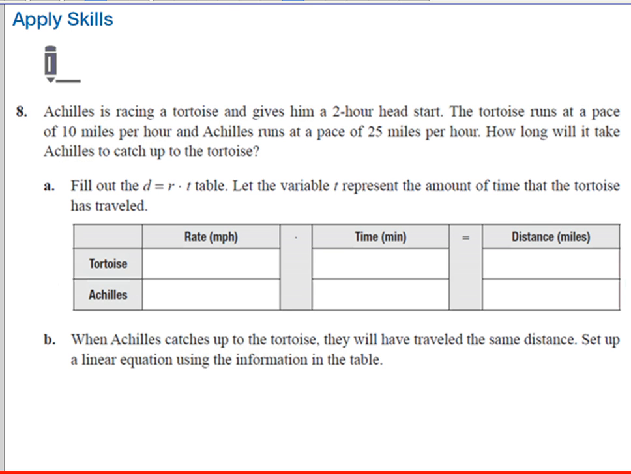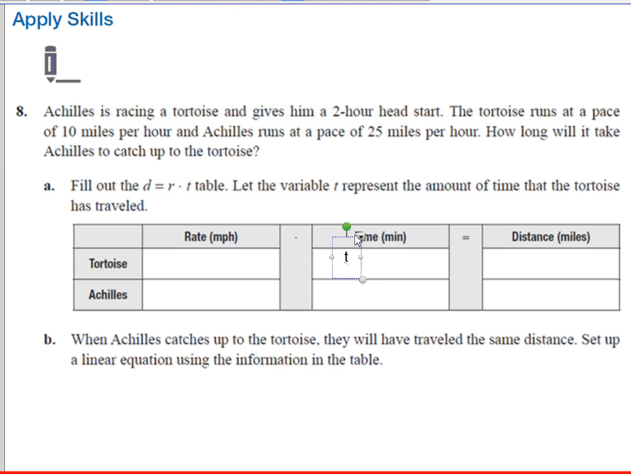Achilles is racing a tortoise and gives him a 2-hour head start. The tortoise runs at a pace of 10 miles per hour and Achilles runs at a pace of 25 miles per hour. How long will it take Achilles to catch up to the tortoise? So let's look at filling in our chart first. It says to let the variable t represent the amount of time that the tortoise has traveled. So let's put that first. Time for the tortoise is t.